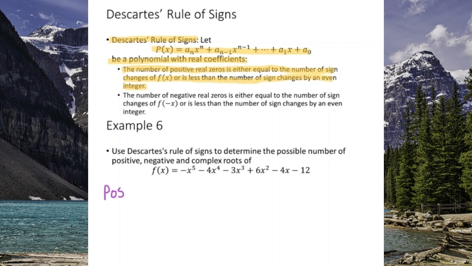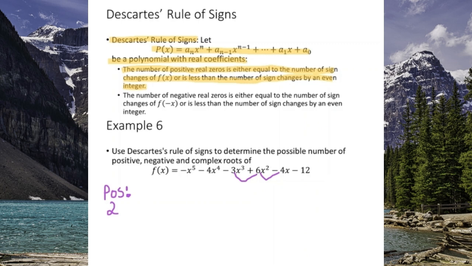If we look carefully, from negative x to the fifth to negative 4x to the fourth, there's no sign change. Same thing goes if we go from negative 4x to the fourth to negative 3x cubed, no sign change. But if we go from negative 3x cubed to 6x squared, we went from subtraction to addition, so there's a sign change. And then going from the 6x squared to the negative 4x, we go from plus to minus, so we have a sign change. And then from negative 4x to negative 12, no sign change. Because there were two sign changes in our polynomial f of x, that tells me my polynomial can have at most two positive zeros.